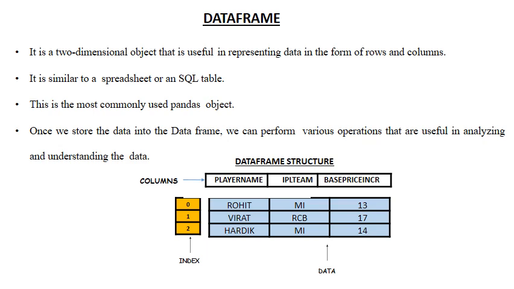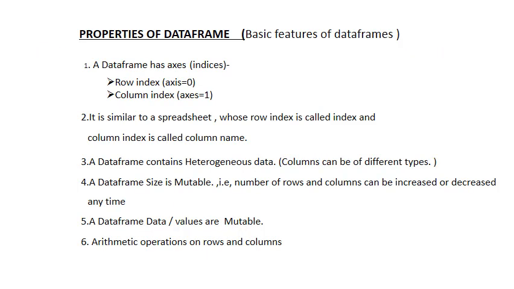And please go through the data frame structure. It consists of columns, index and data. Now we can discuss the properties of data frame or basic features of data frame. A data frame has row index and column index. And it is similar to a spreadsheet whose row index is called index and column index is called column name.